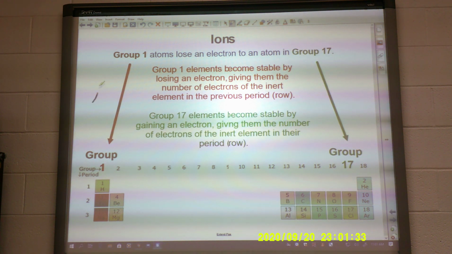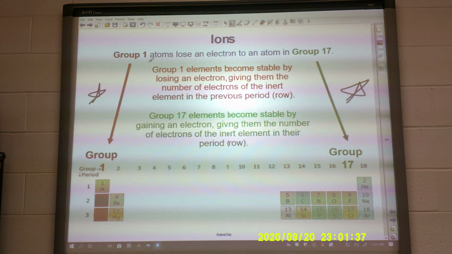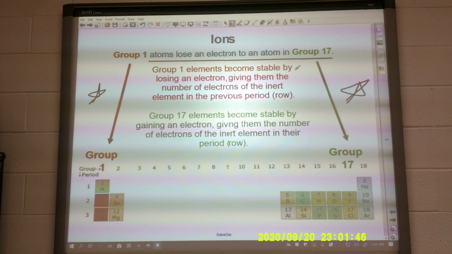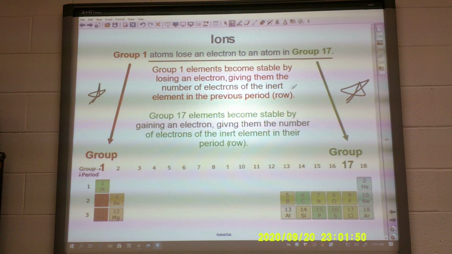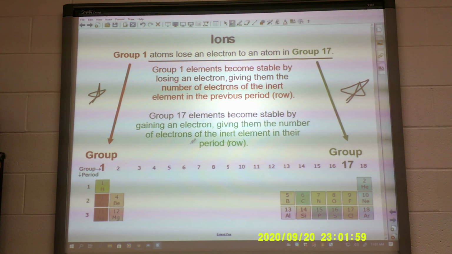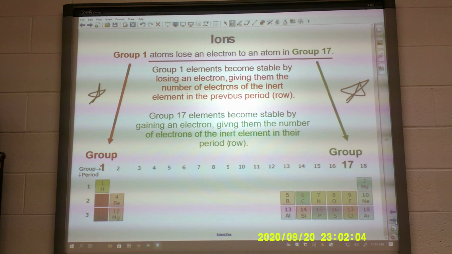So this is a very important slide. Everything on this slide is important. Group 1 atoms lose an electron to an atom in group 17. Group 1 elements become stable by losing an electron, giving them the number of electrons of the inner element in the previous period or row. Group 17 elements become more stable by gaining an electron, giving them the number of electrons of the inner element in their period or row.